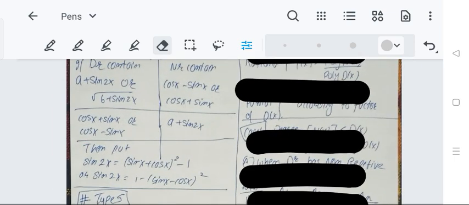Put sin 2x equal to (sin x plus cos x) whole square minus 1, or sin 2x equal to 1 minus (sin x minus cos x) whole square. And which of the two you have to use, you will get with practice.